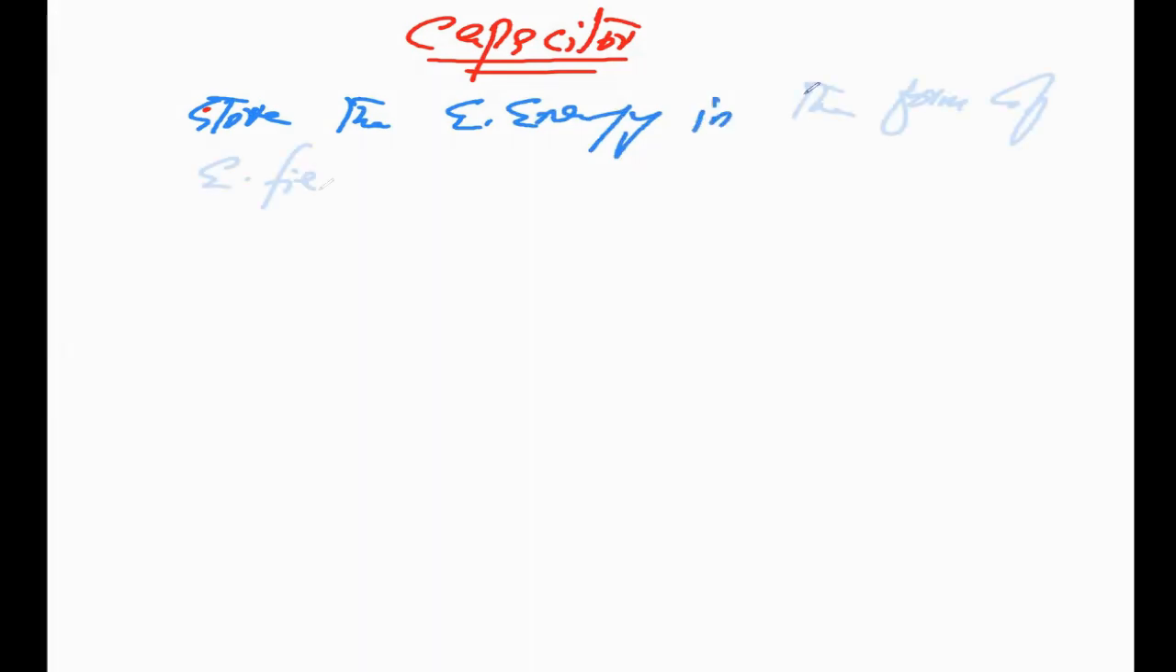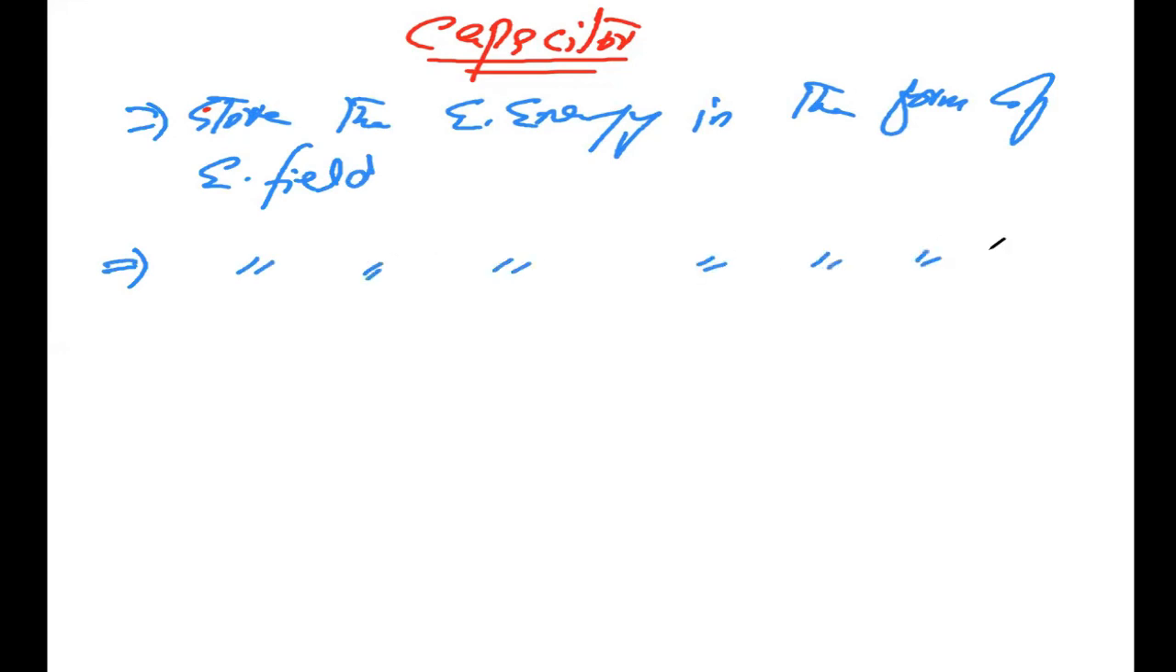Okay, so a capacitor is an element which is used to store electrical energy. It will store the electrical energy in the form of an electric field. An inductor stores the electrical energy in the form of its magnetic field.